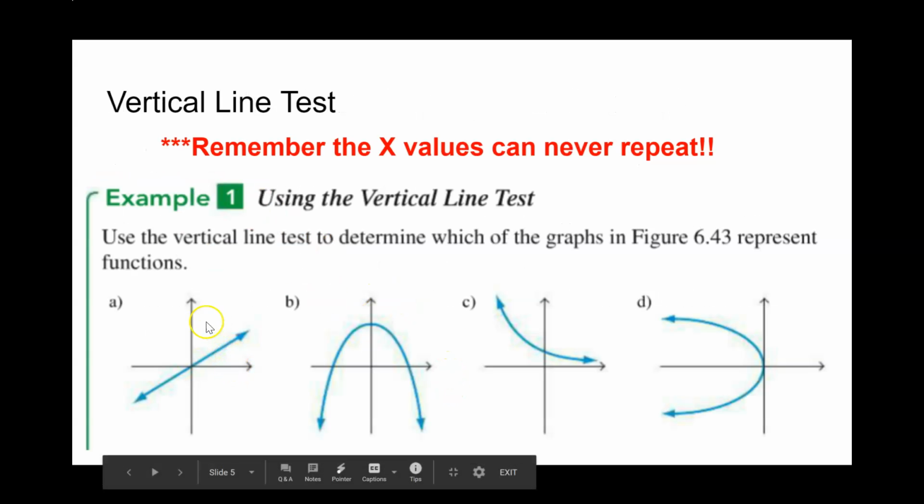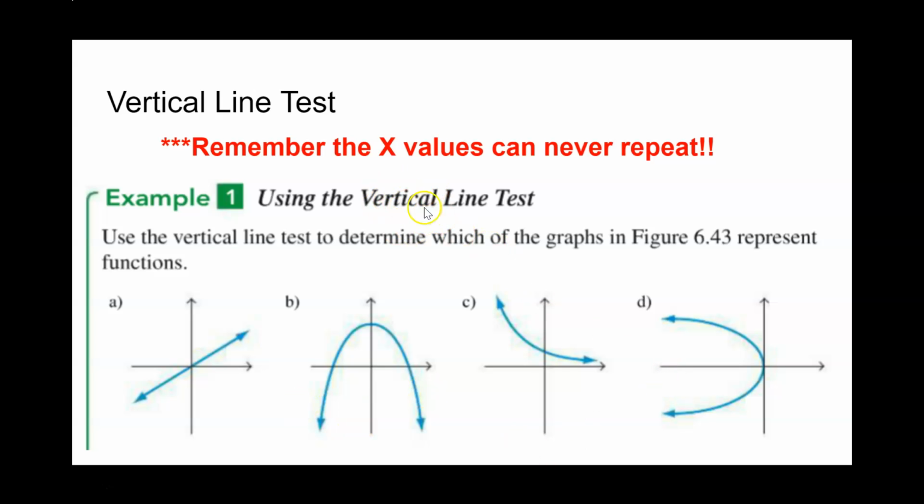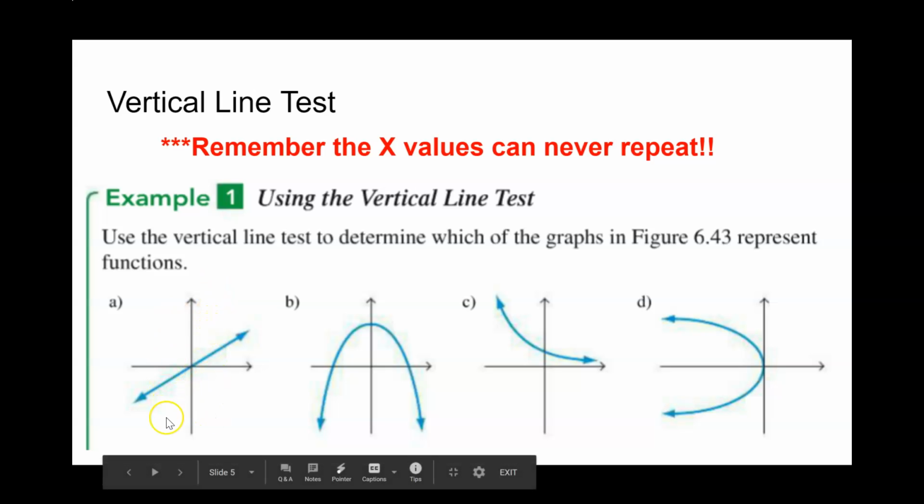So let's do a test. Here's my x and y axis. These are my graphs. I'm going to draw an imaginary line. It does not matter where you draw it. I can draw it here, I can draw it over here.